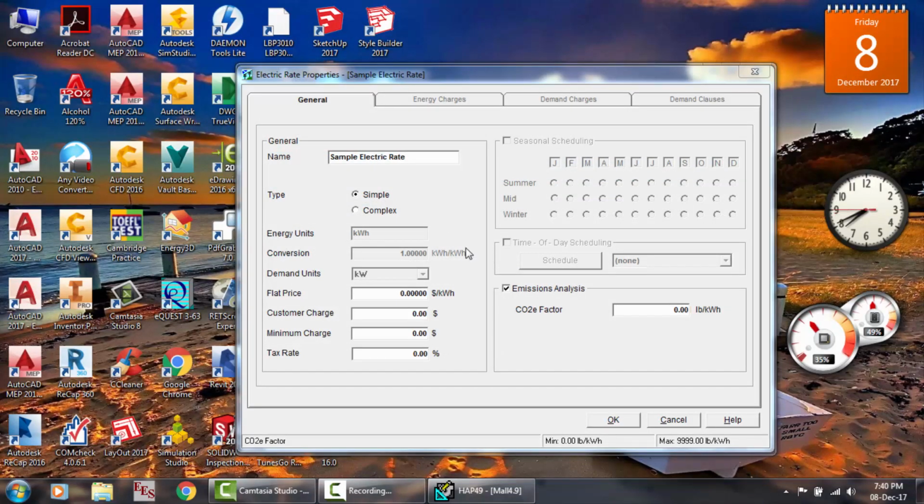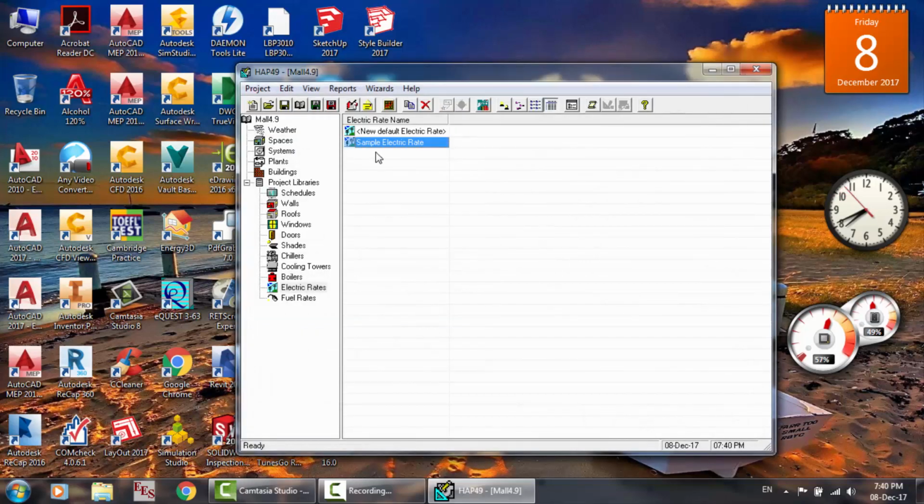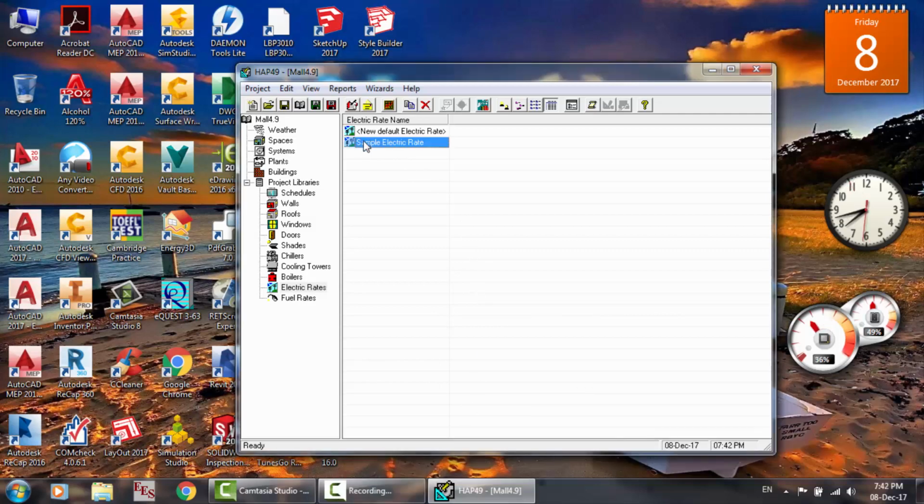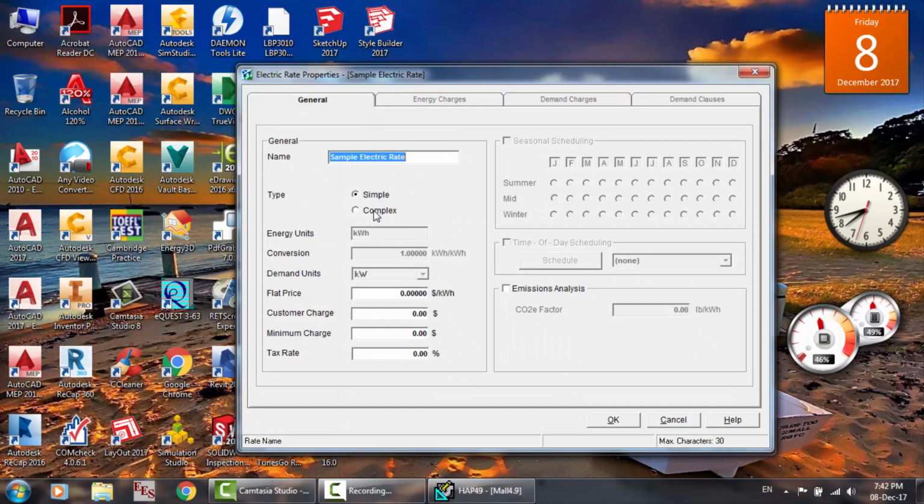So if you don't have anything in this, you may uncheck it and then you can click OK. So we have here the sample electric rate. So what if you have a complex type? Notice that the only difference here is the complex.